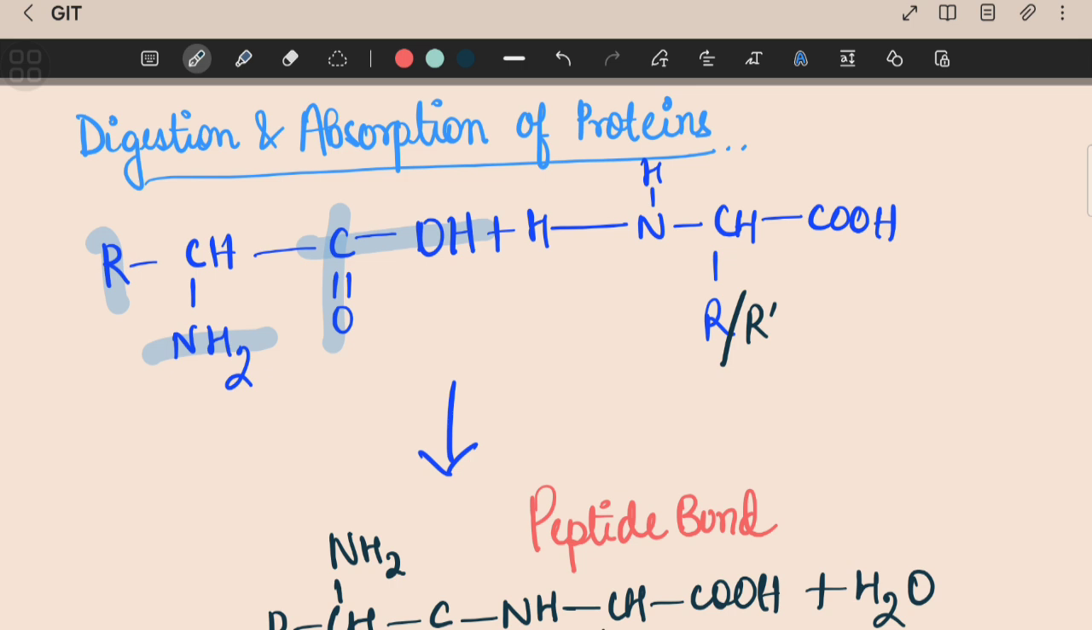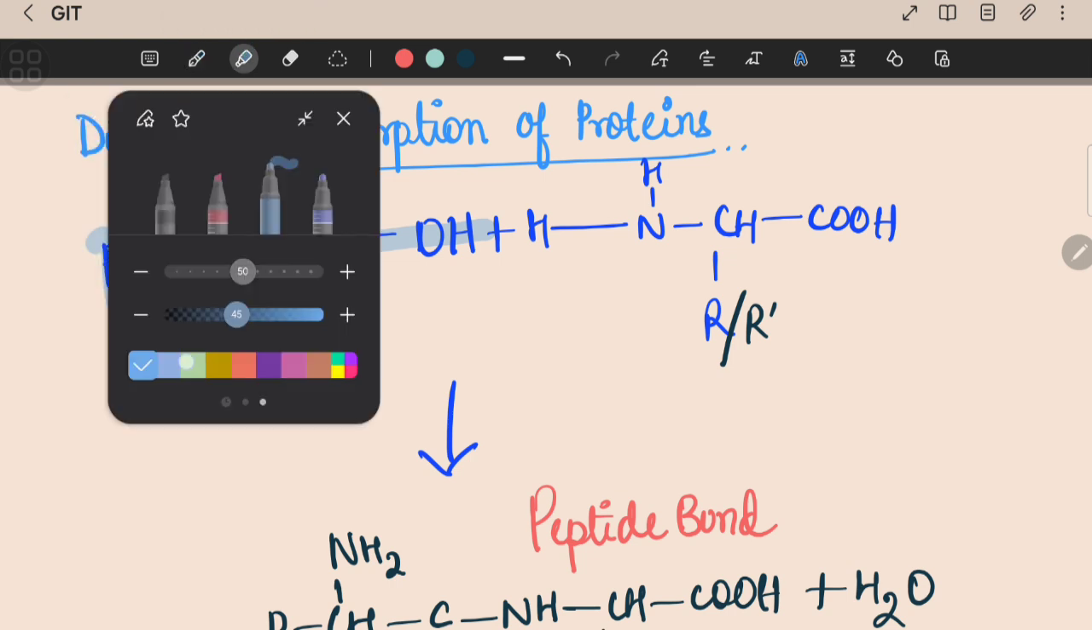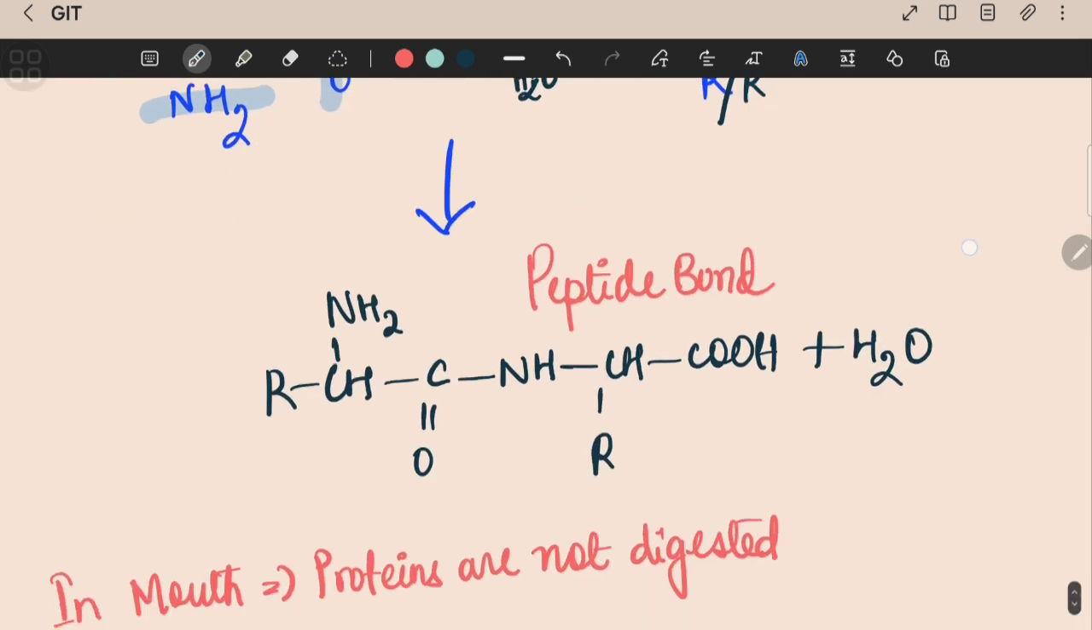Okay, in this condensation reaction, there is removal of water. This CONH is actually called the amide bond or the peptide bond. This peptide bond is produced by the process of condensation. When these two react, the OH and H come out as water, and the remaining parts join to form this particular bond, that is the CONH peptide bond.